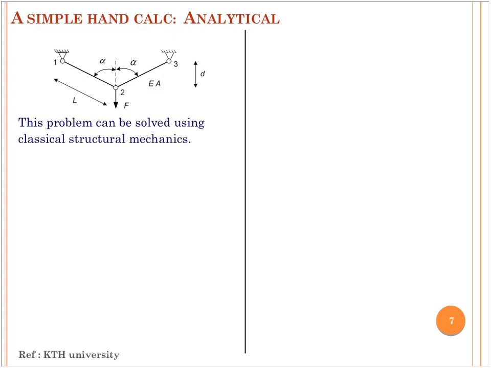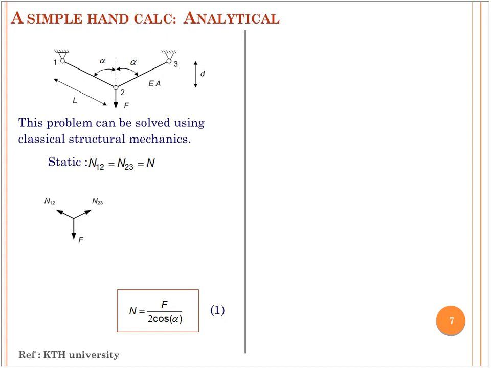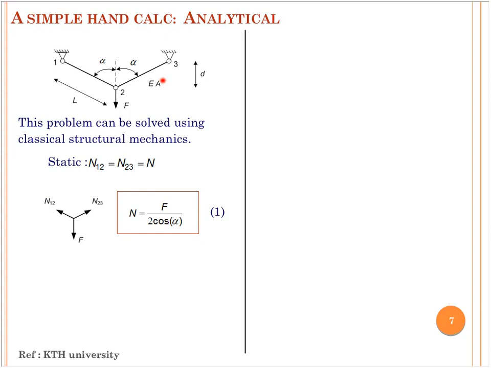When we generally start solving this using an analytical method, we start with drawing a free body diagram and writing the equilibrium of forces. So I could write that the two members are going to take an equal amount of force, and I can write the force in each member as the applied force divided by 2 times the cos of the angle between those two.